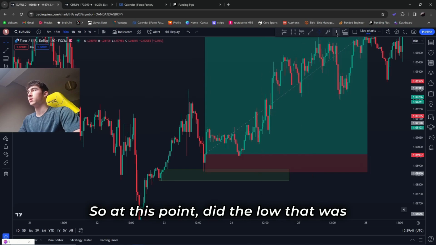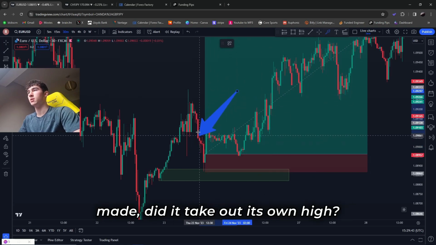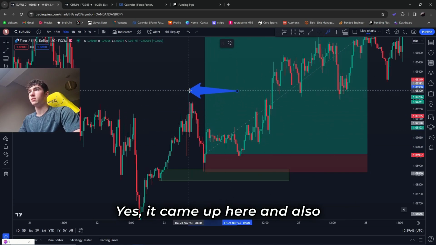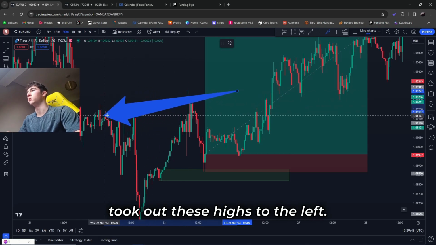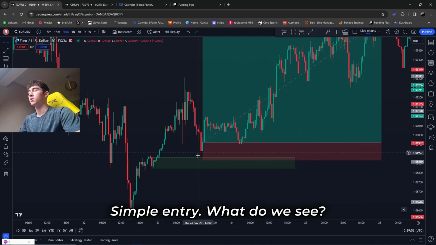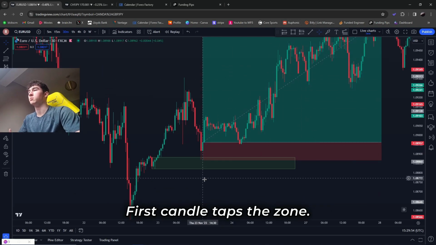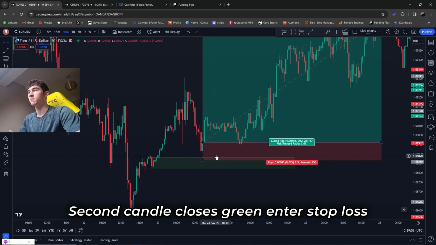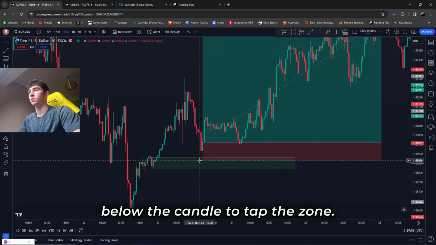So at this point, did the low that was made take out its own high? Yes, it did. It came up here and also took out these highs to the left. So it's a valid liquidity and an untapped zone. Simple entry, what do we see? First candle taps the zone. Second candle closes green. Enter, stop loss below the candle that tapped the zone.